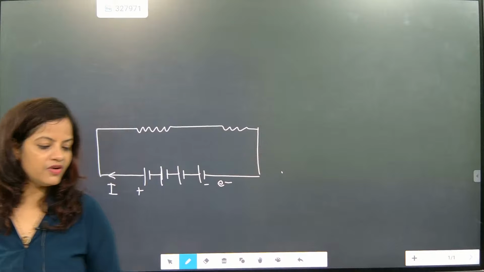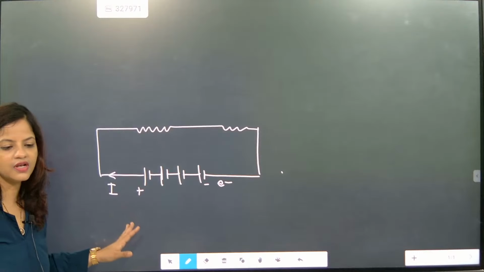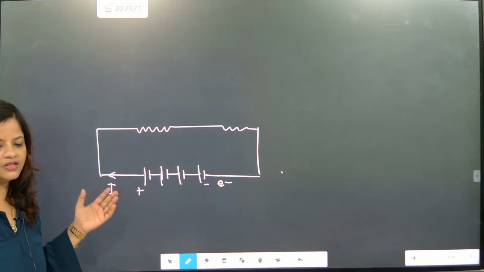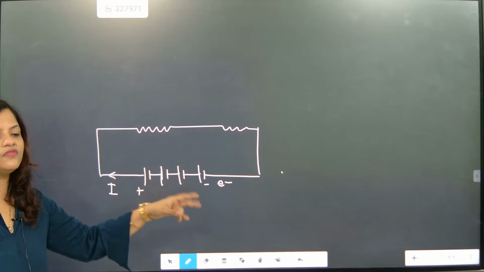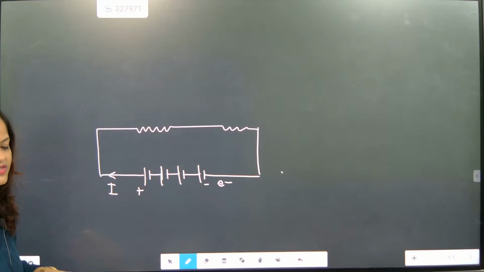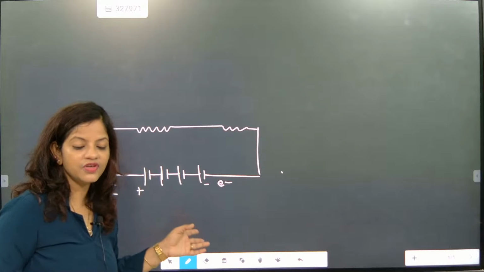I hope we might have understood. Everybody understood this one? This is exactly the convention. Negative to positive is electron, positive to negative is current. Positive to negative is current and negative to positive is electron.